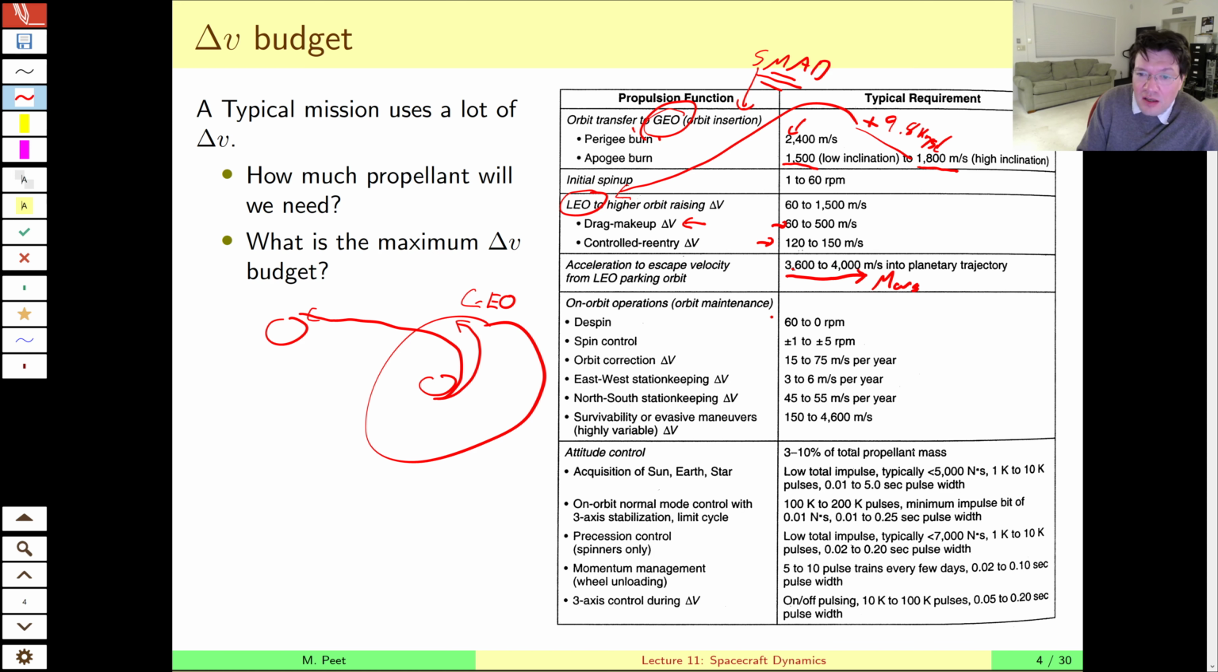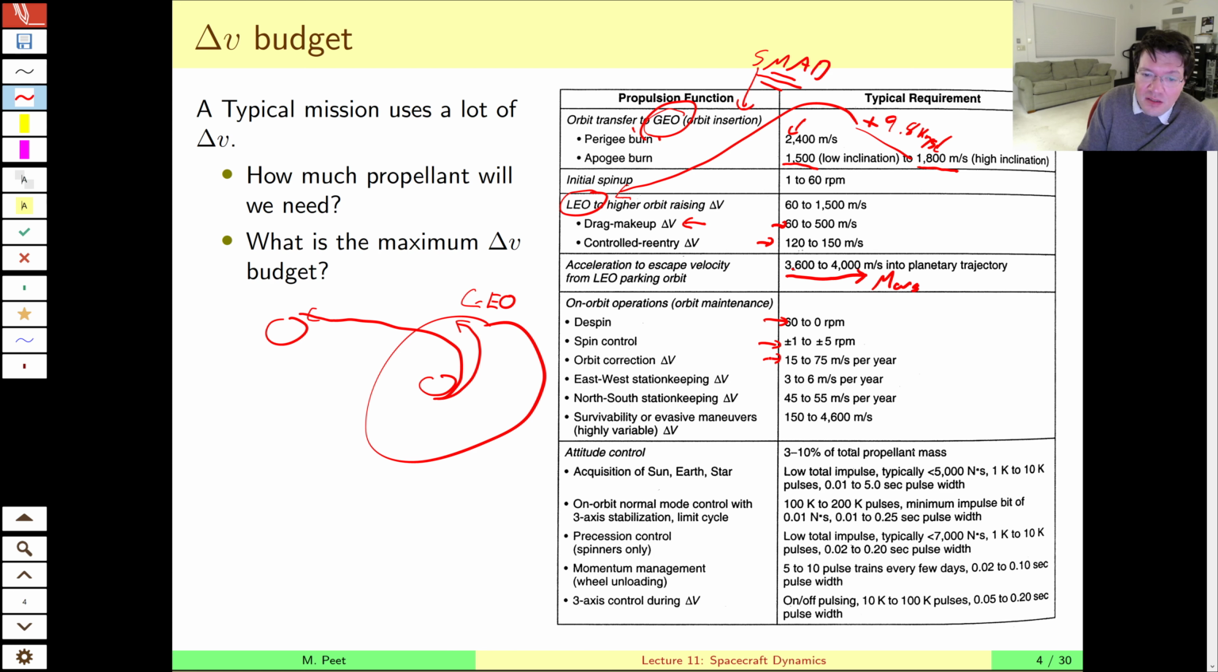We need about 4 kilometers per second delta V budget once we're in orbit to get almost anywhere of interest. In addition to that, there are some onboard maneuvers that we need to take into account. In addition to drag, we might need de-spin, right? If we have a spinner, spin control. Spinning satellites are less common these days, so we're not going to focus on that too much. We'll talk about when we get into satellites what these things are.